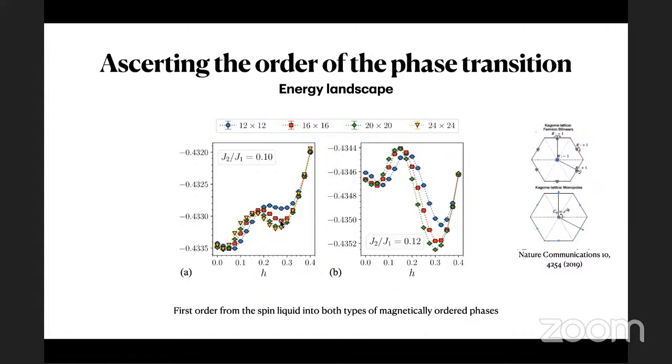This is something that we address for the first time: the transition, although permitted to be second order, actually turns out to be first order from the Dirac spin liquid to the Q equals 0 phase. On the ferromagnetic side, the situation is actually more direct.